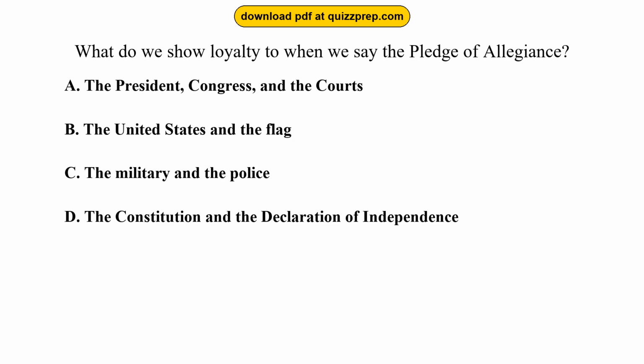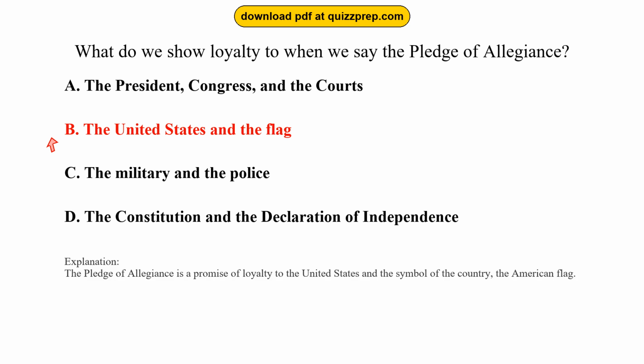Question 80. What do we show loyalty to when we say the Pledge of Allegiance? Option A. The President, Congress, and the courts. Option B. The United States and the flag. Option C. The military and the police. Option D. The Constitution and the Declaration of Independence. The correct answer is option B. The United States and the flag. The Pledge of Allegiance is a promise of loyalty to the United States and the symbol of the country, the American flag.